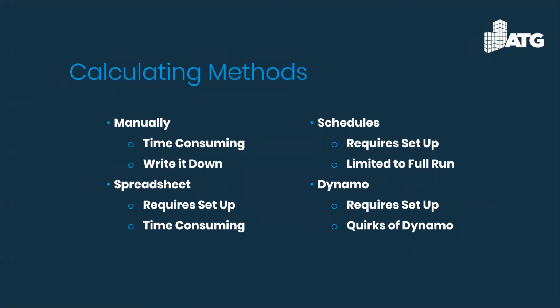And then in the schedules, you're limited to the full run. You can't grab just a branch of the ductwork or a branch of the piping. You have to do the entire run of that system in that space.